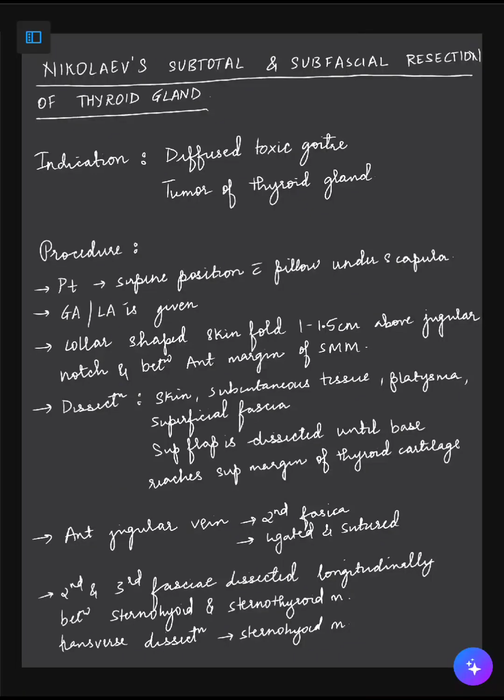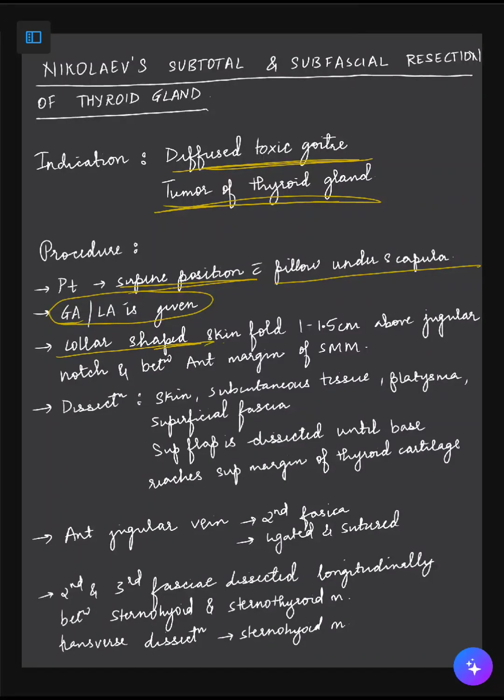Now next and the last is Nikolev's subtotal or subfascial resection of the thyroid gland. This is done because of diffused toxic goiter and tumor of the thyroid gland. What is the procedure? Supine position. Patient is in supine position with the pillow under the scapula. General anesthesia or local anesthesia is given.